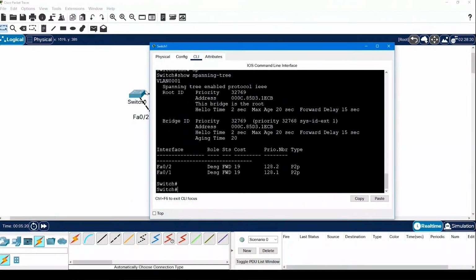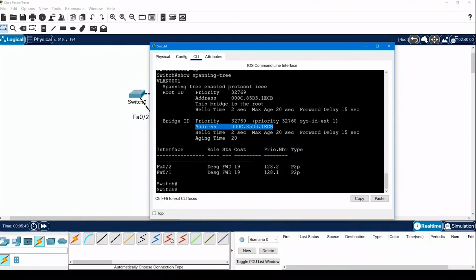And once we look into the information, we can see that the address of the root bridge is 00C and so on. Then after that, when you look at the address of the local switch, that's again the same as the address of the root bridge, right? Why? Because this switch itself is the root bridge switch.